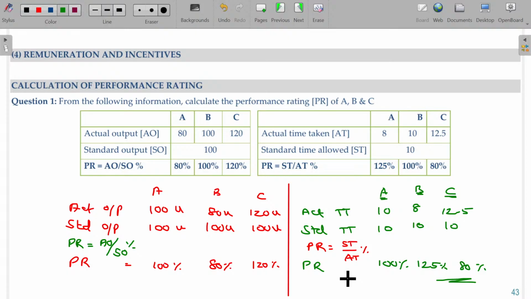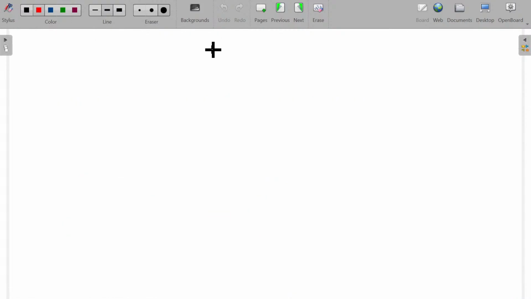Now we'll move on to the next illustration. Now we'll be dealing with the calculation or fixation of remuneration.